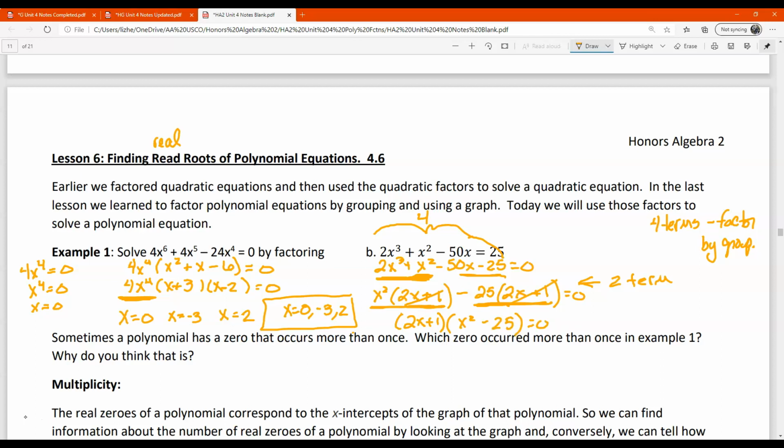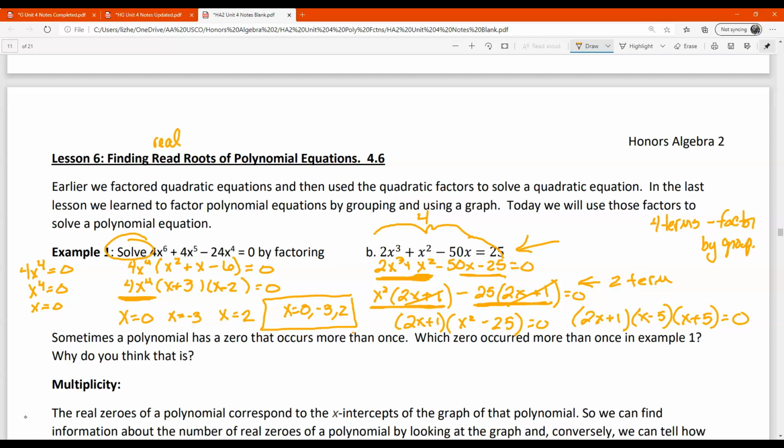So I'm here. But I'm still not done because I see x^2 - 25, and that is the difference of squares. So my final answer will be (2x + 1)(x - 5)(x + 5) = 0. And that would be the factored form of this polynomial. But the question here is to solve it, not just to factor it.